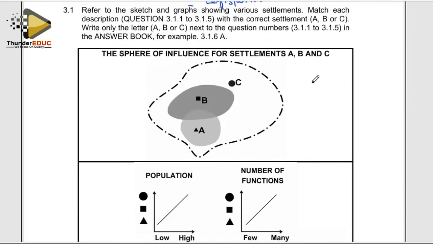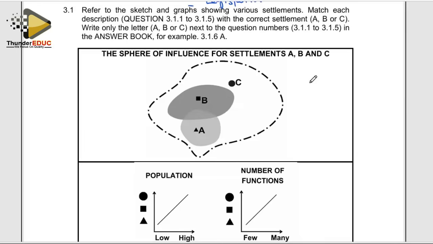A sphere of influence, we are saying, is where a particular settlement draws people who support the services that it offers. How far are people prepared to travel? The range. So the sphere of influence is the area where a settlement gets its support from, the people who give support to a particular settlement.